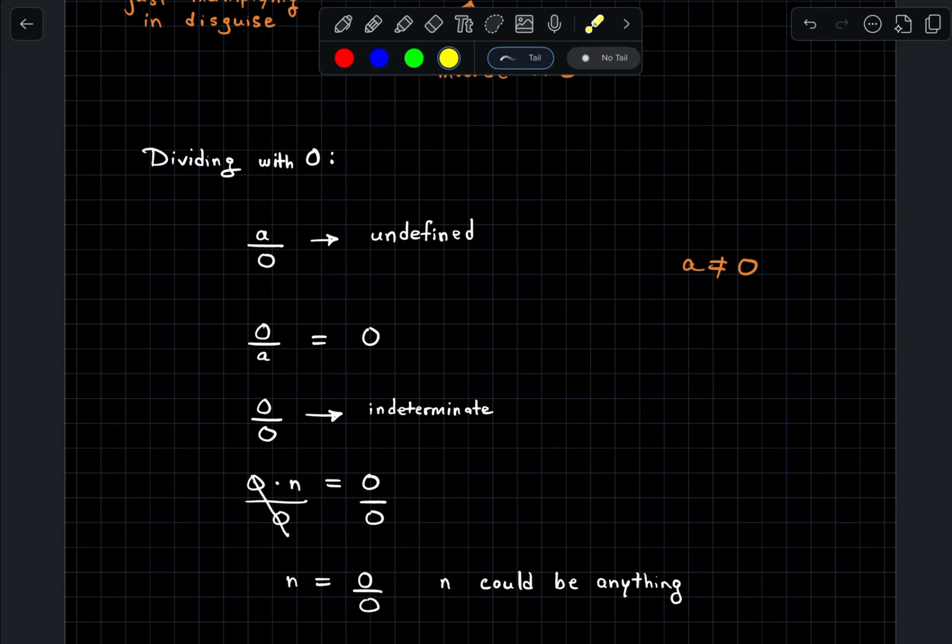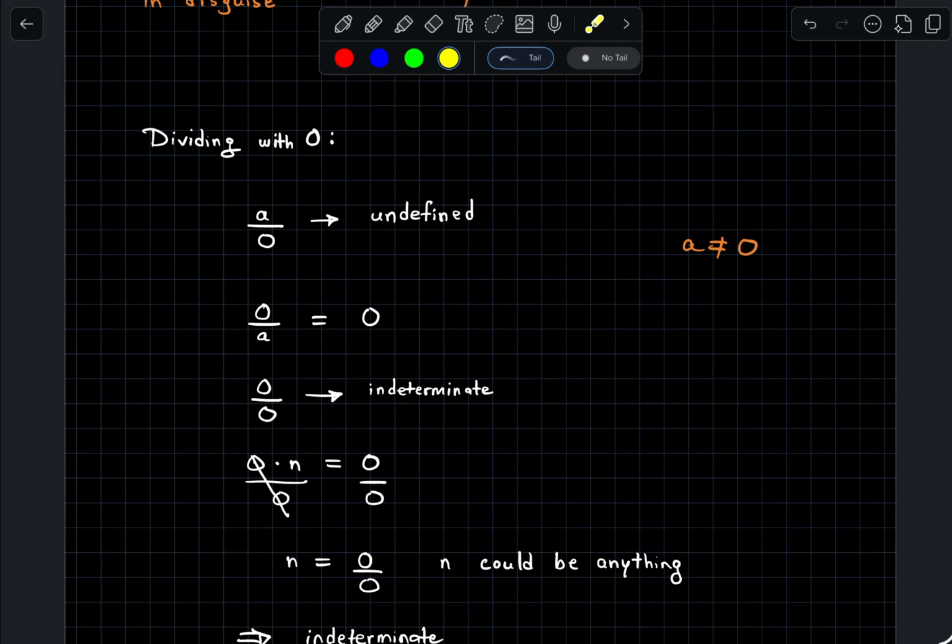0 can be divided by any number with no problem. It's just going to give us 0 back. So 0 divided by 5, 0 divided by 800, whatever it is, it's still 0. However, if we had to divide 0 by itself, we call this indeterminate. We can't figure out what it is.